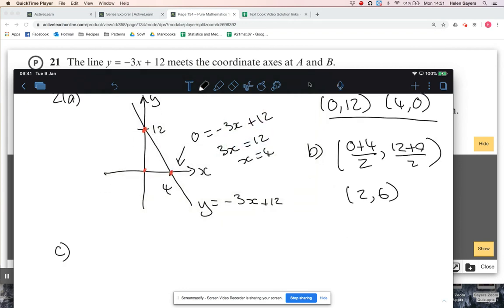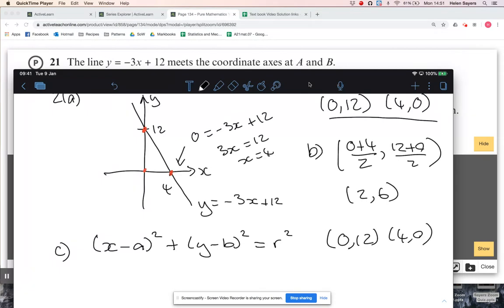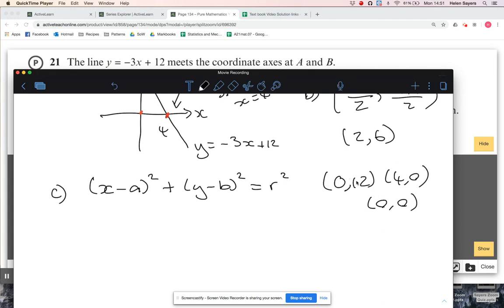Okay, so equation of a circle we know is x minus a all squared plus y minus b all squared equals r squared. So we want one that goes through 0, 12, and 4, 0, and 0, 0. So this is going to be solvable because we've got 3 pairs of coordinates to substitute in. So we've got 3 values of x and y, and each time we substitute x and y in, we'll be left with a, b, and r. So we're going to have 3 equations with 3 unknowns.